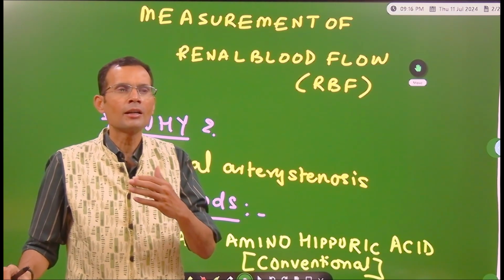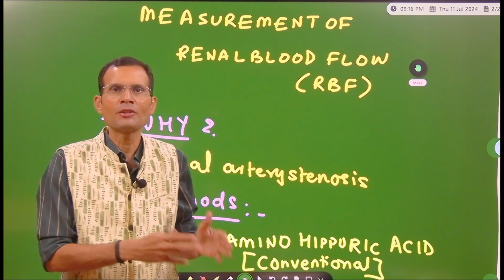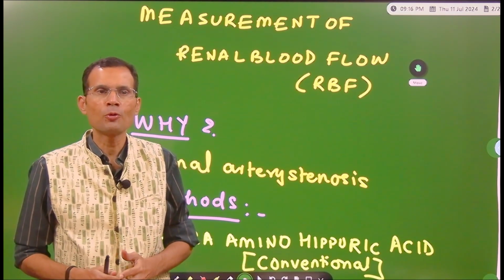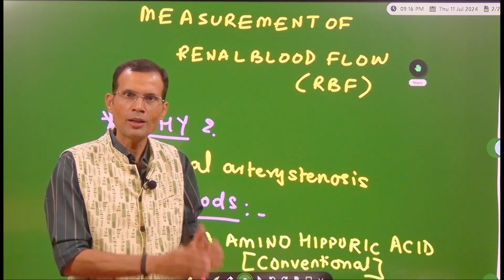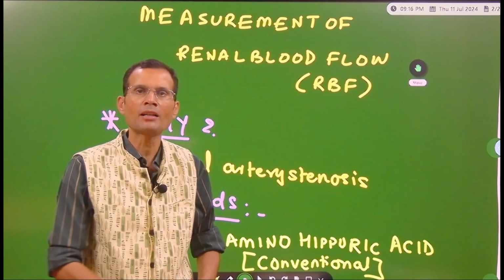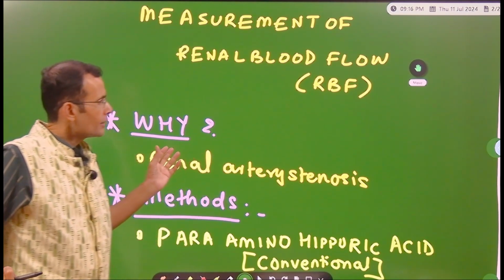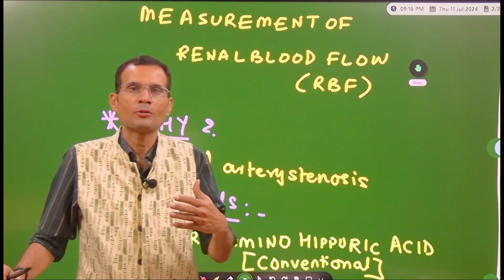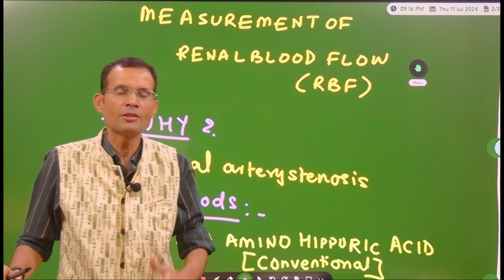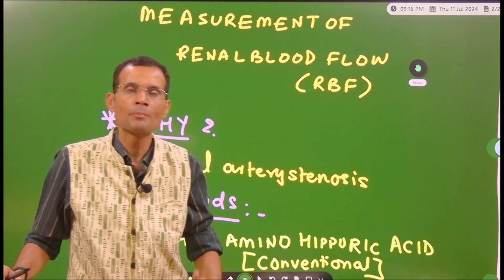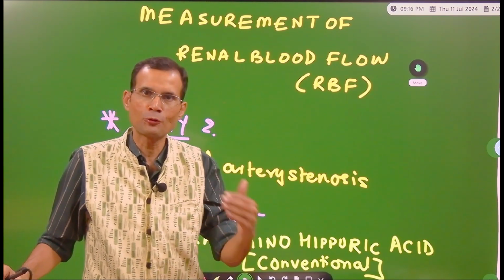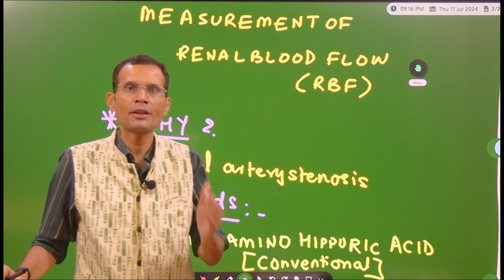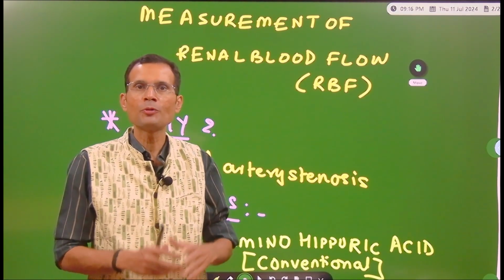because obviously blood, 55% of it is the plasma, and therefore when we measure one, the other one is running parallel. So the point being that with para-aminohippuric acid injected into the plasma, we measure the renal plasma flow, and from that we calculate the renal blood flow. How do we do that?